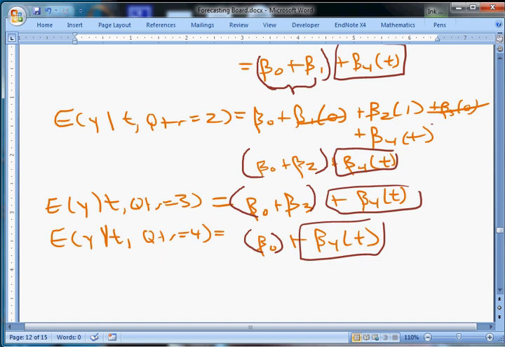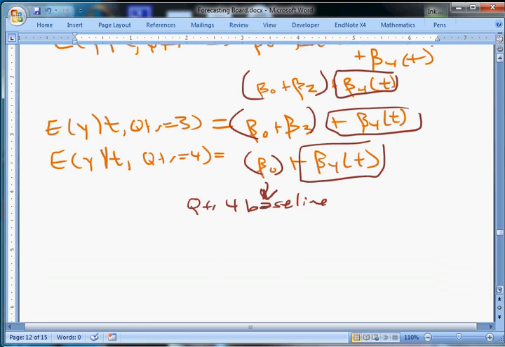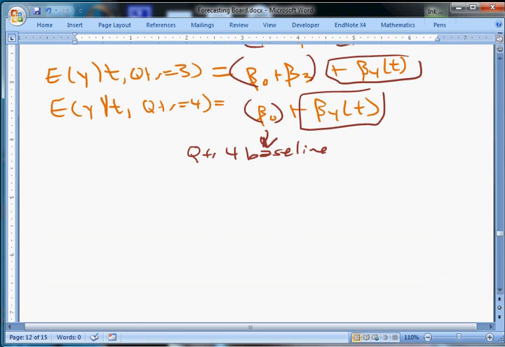This is our quarter 1. You can think of beta 0 as the quarter 4 baseline, whatever your omitted one is. And then beta 1 is the quarter 1 bonus over the baseline. Beta 2 is the quarter 2 bonus over the baseline. Beta 3 is the quarter 3 bonus over the baseline. And those can be negative too, so you can have a negative bonus or a penalty. This is what we've done in case we have seasonal data.